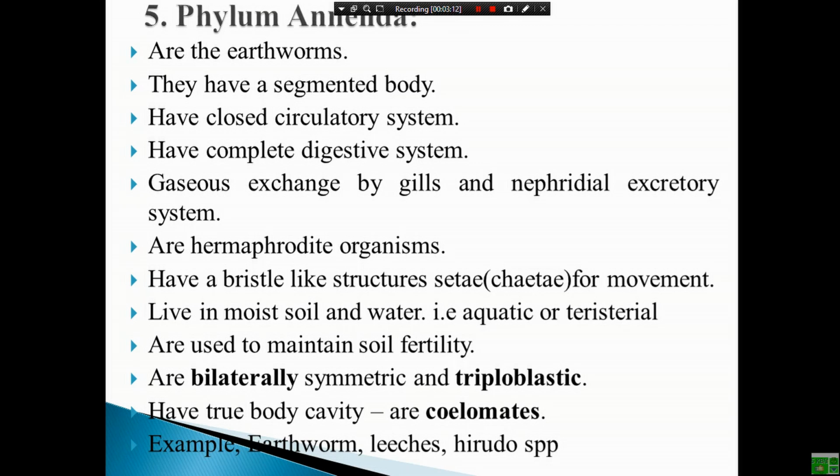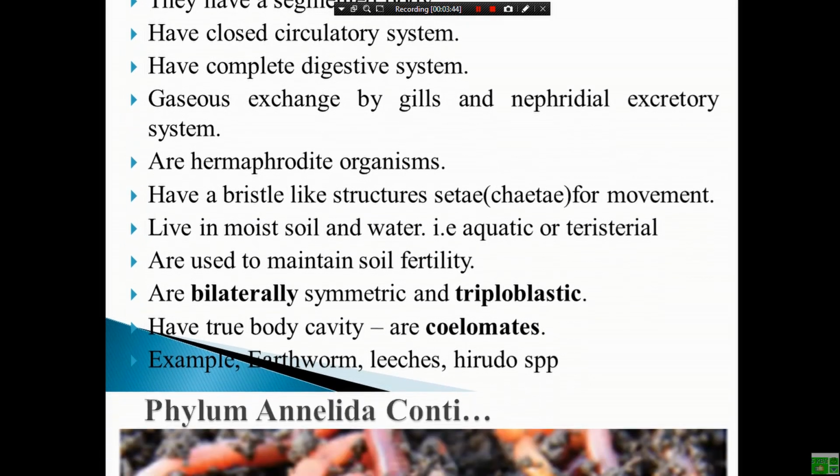They have bristle-like structures, setae or chaetae, for movement. They live in moist soil and water, which means that their habitat is both aquatic and terrestrial. They are used to maintain soil fertility. They are bilaterally symmetric and triploblastic. They have a true body cavity, meaning that they are coelomates. Examples are earthworm, leech, and Hirudo species.